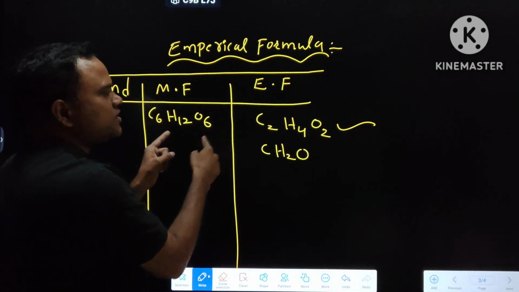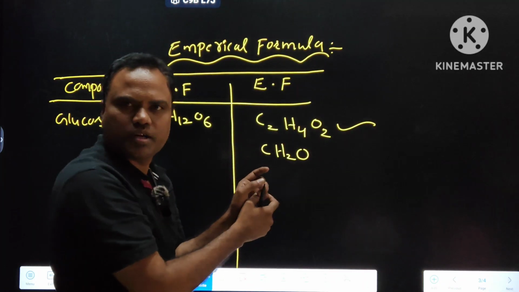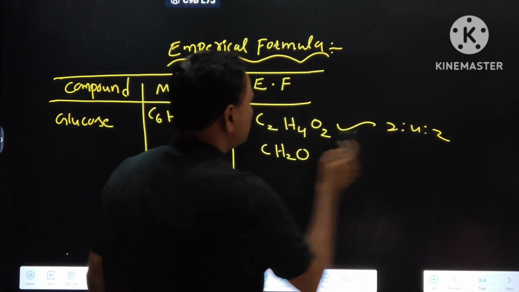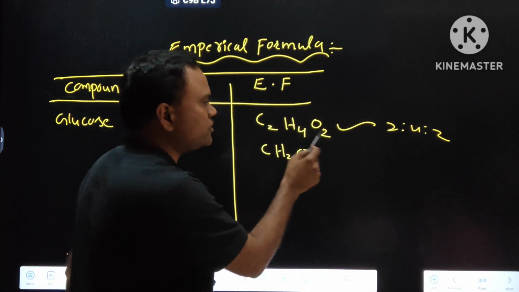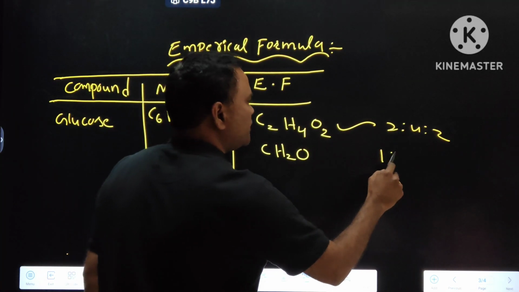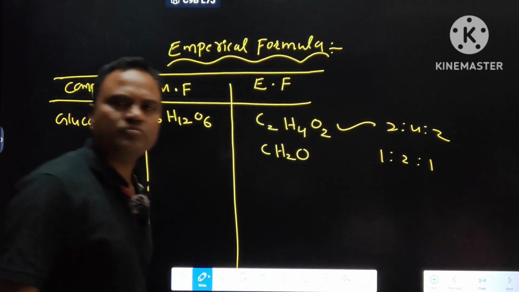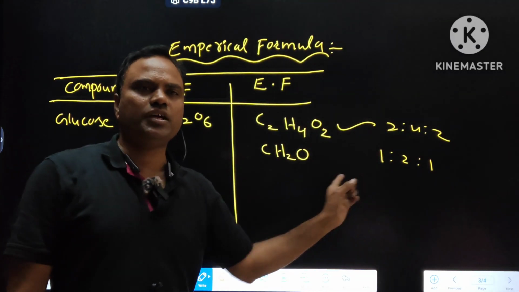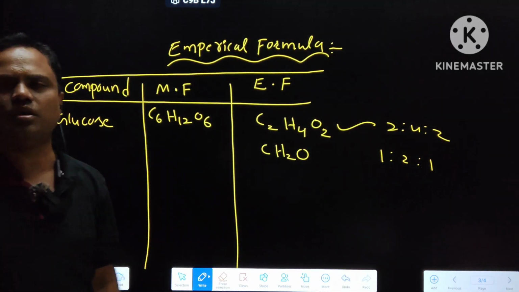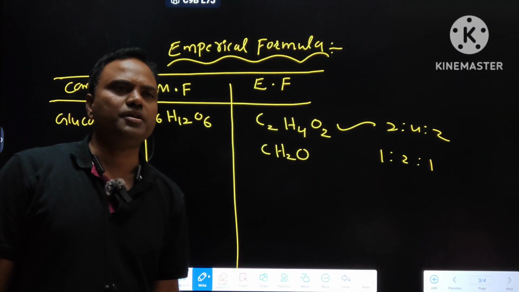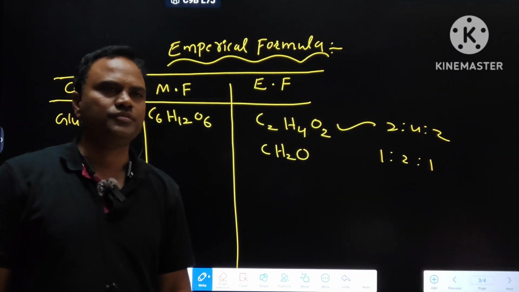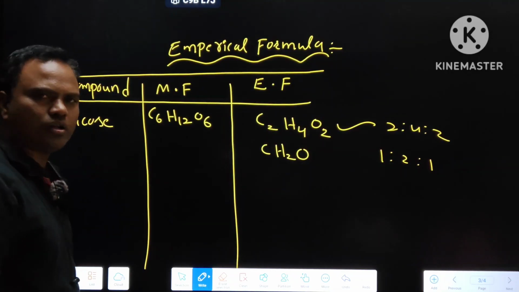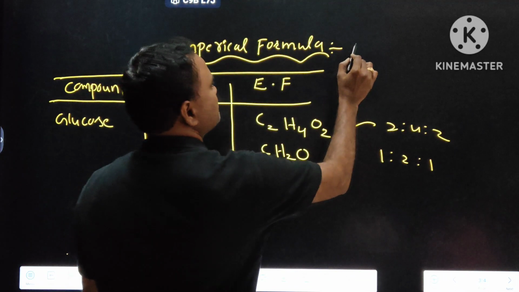See, for this formula we have two other ratios, right? This is one ratio. What is the ratio here? 2:4:2. 2 carbons, 4 hydrogens, 2 oxygens. 1:2:1. We have two ratios. Which is simplest ratio? Second one is the simplest ratio. So how to define empirical formula? The simplest ratio of all the atoms in a molecule is called as empirical formula. The simplest ratio of all the atoms. A simple definition.